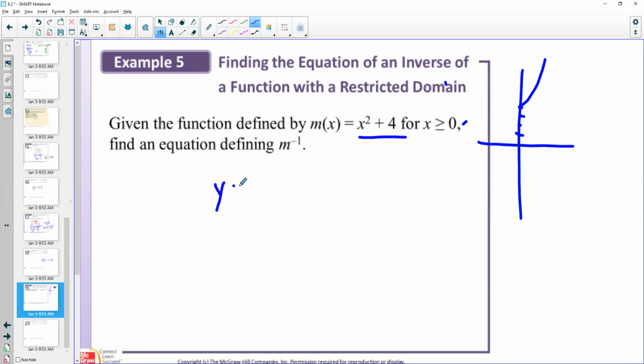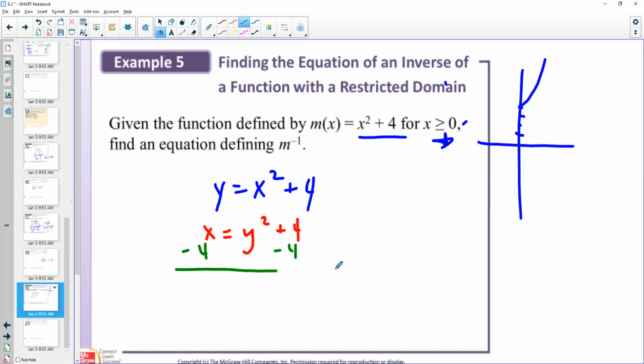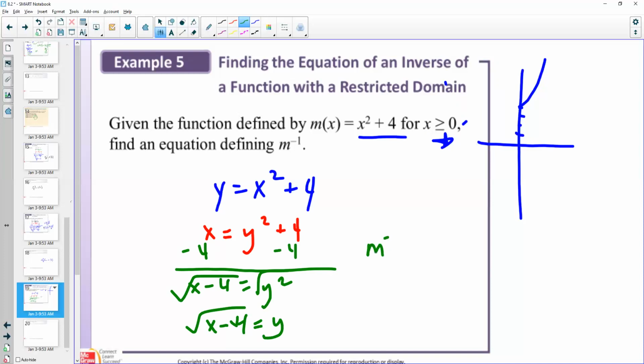I'm going to do y equals x squared plus 4, but I have to keep this domain in mind. And then I'm going to switch out x and y. X equals y squared plus 4. I'm going to move that 4. X minus 4 equals y squared. And I'm going to take the square root of both sides. Square root of x minus 4 equals y. So the thing is, the inverse of x is the square root of x minus 4, okay?